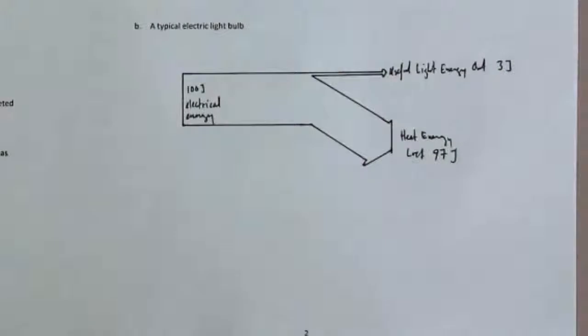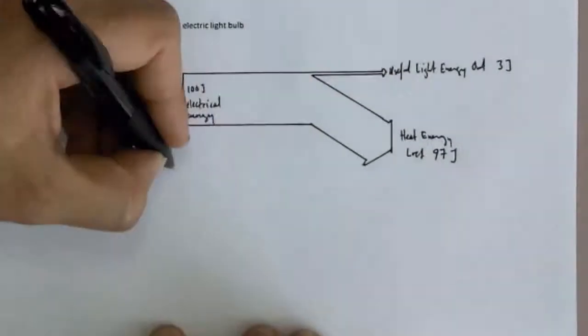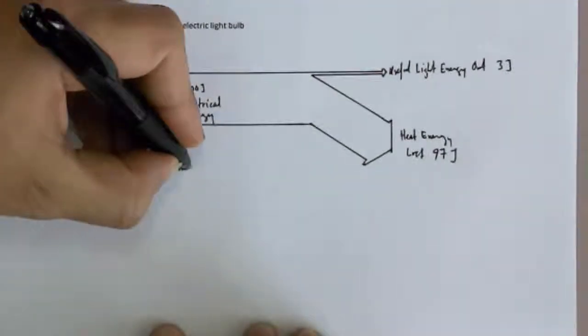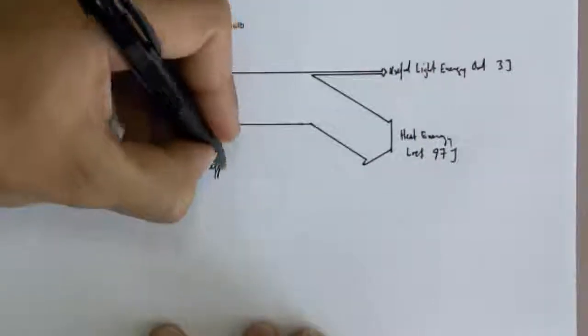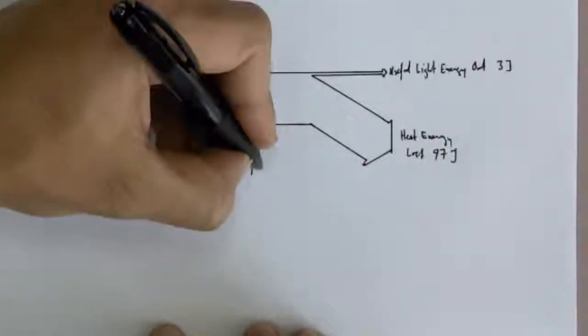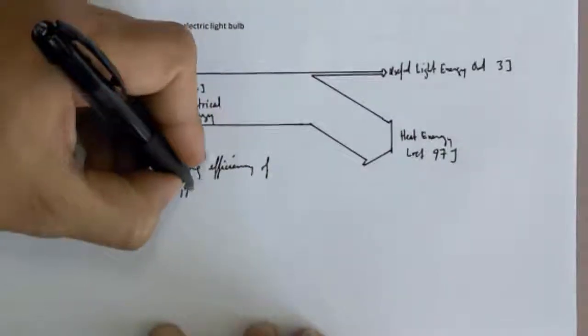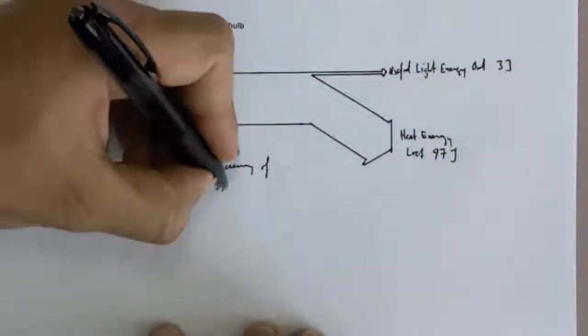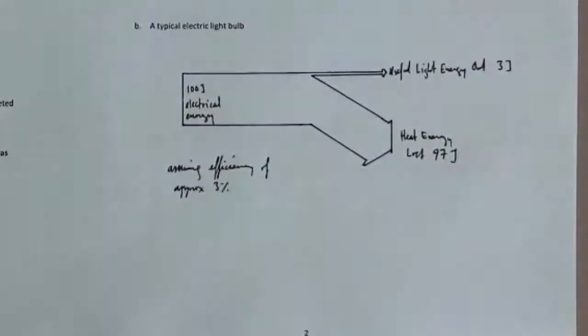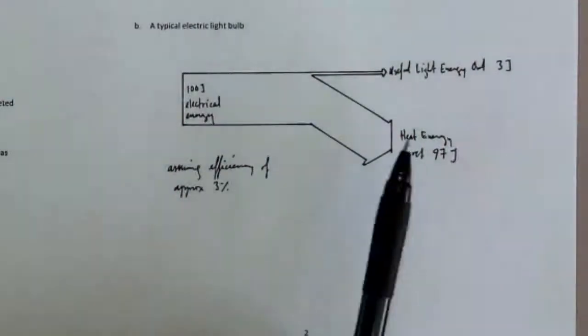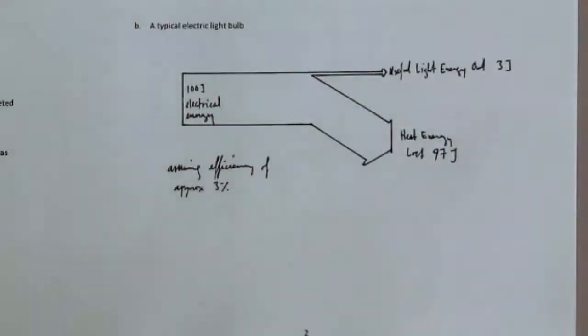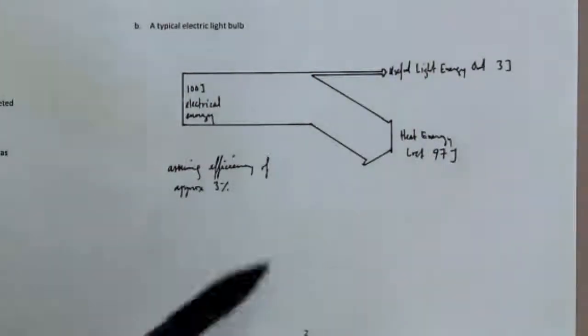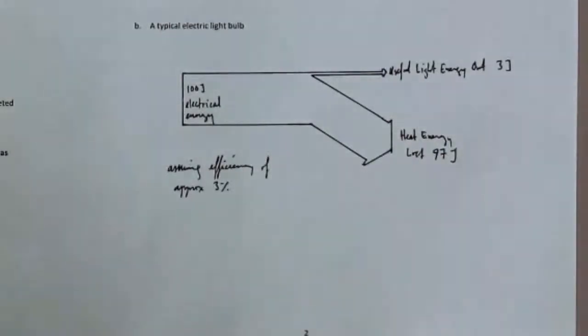So this is assuming efficiency of approx 3%. So there's a Sankey diagram that shows a very inefficient energy transfer, because the amount of useful energy out is only a tiny fraction of the amount of energy put in. And these Sankey diagrams are really good at immediately getting a glimpse of where energy is being lost.